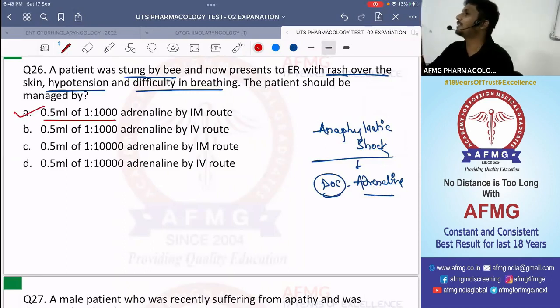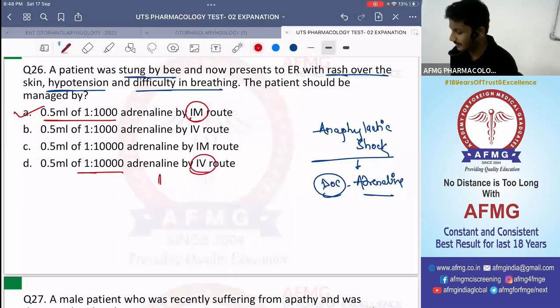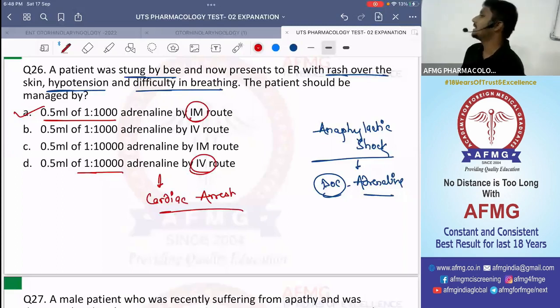0.5 ml of 1:1000 dilution. That means you do not have to dilute it at all. Half an ampule of 1:1000 is taken. Therefore, you will draw the adrenaline directly and give it via the intramuscular route. The 1:10,000 dilution has to be made when you need to give it by the IV route, and that is usually given in cases of cardiac arrest during a CPR.